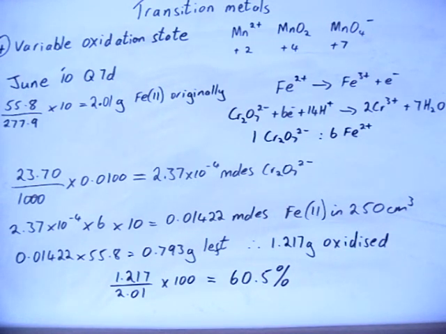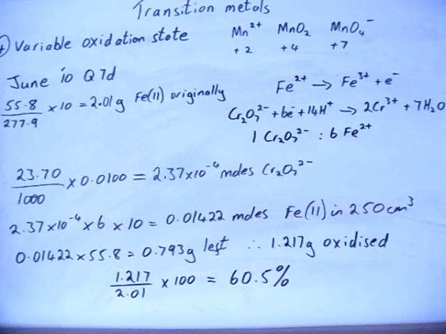Now I've got a working out here for the June 10 question 7D. So if you want to pull that up on the computer or print it out and have it beside you, then we'll talk through how it's actually done. Because the variable oxidation states, usually they're just going to be getting you to work out the half equations, link them together into a full equation, and then do a titration calculation using them. So it's quite a long question.